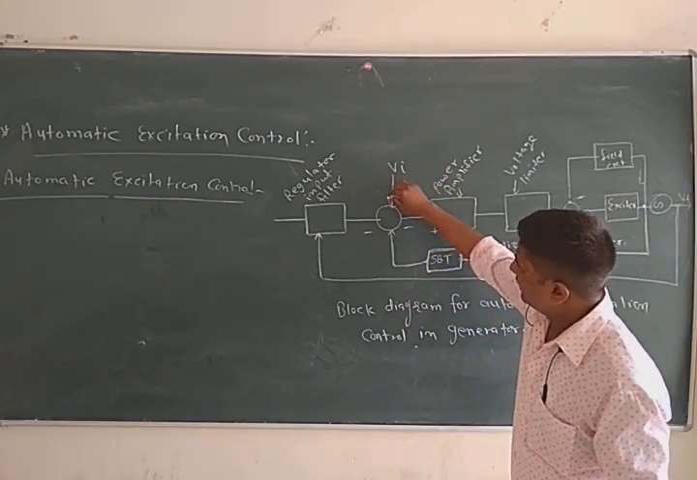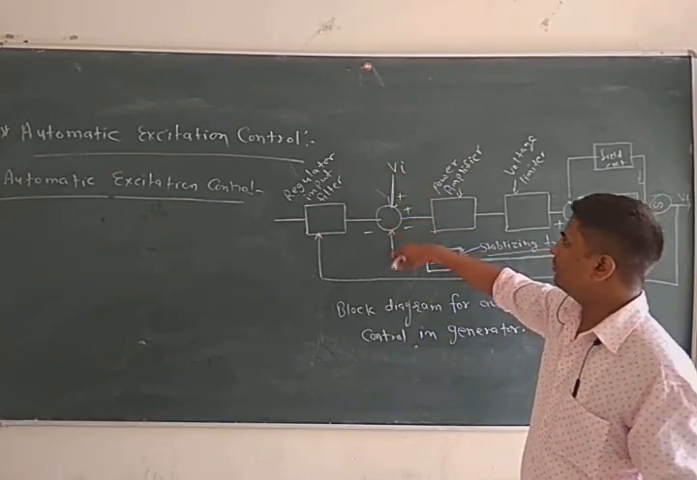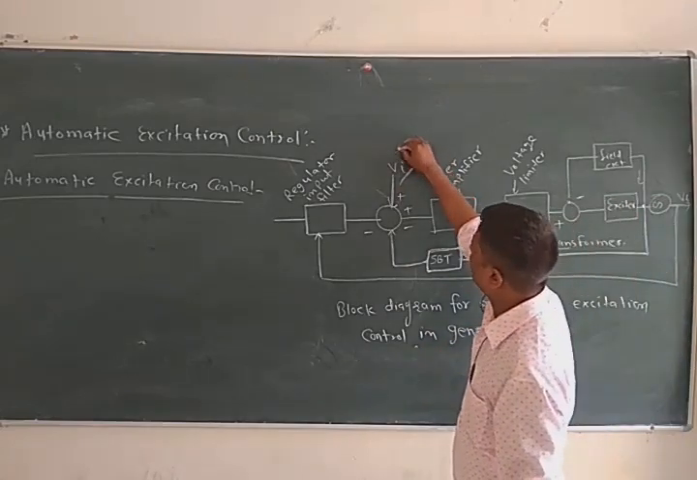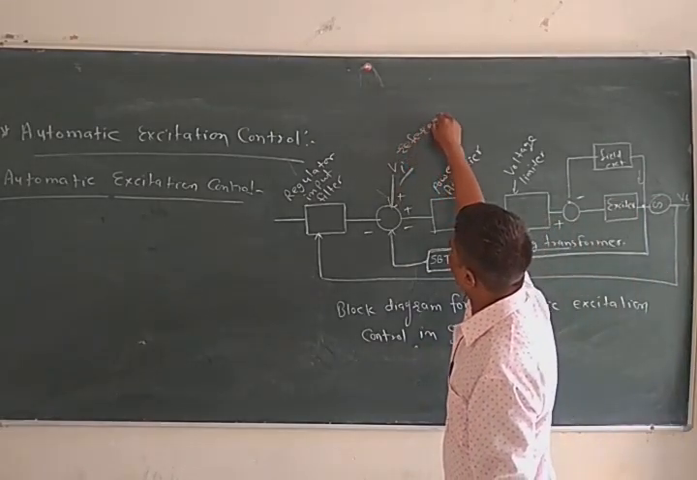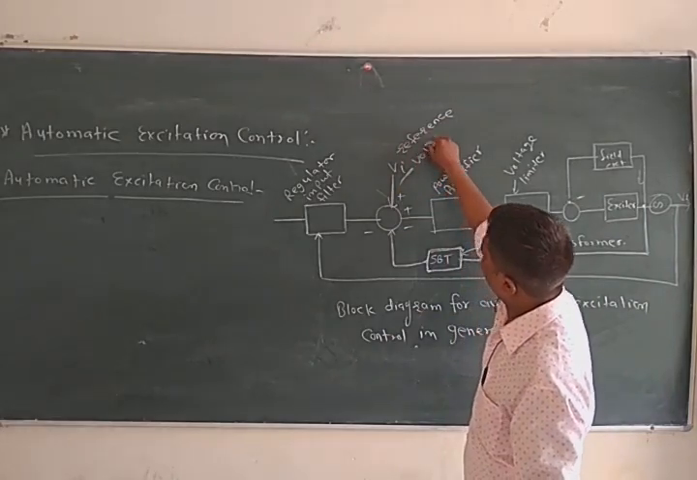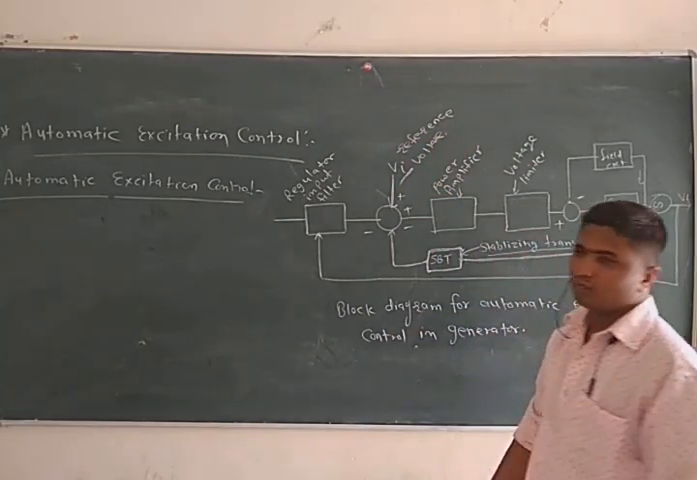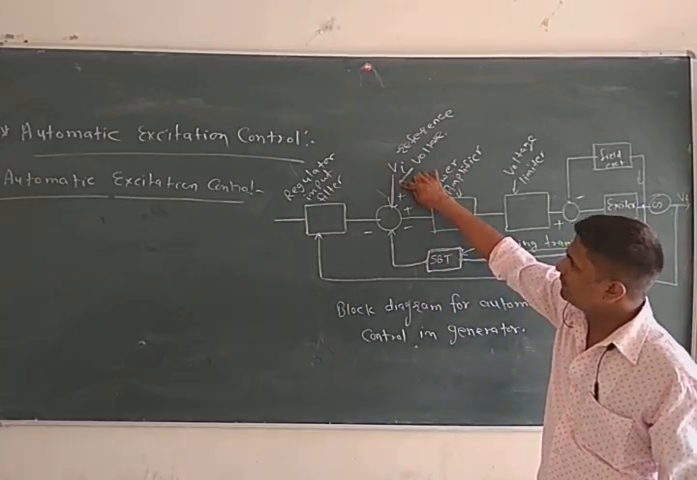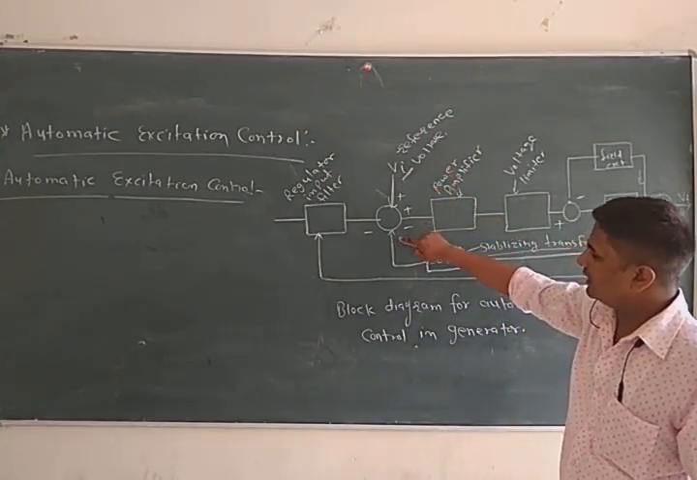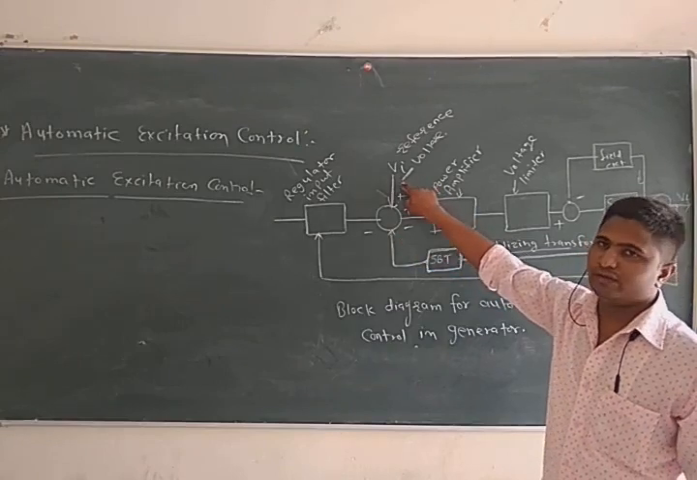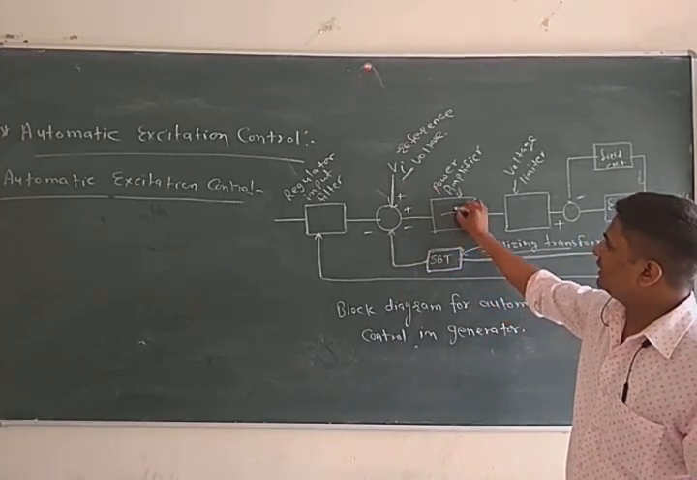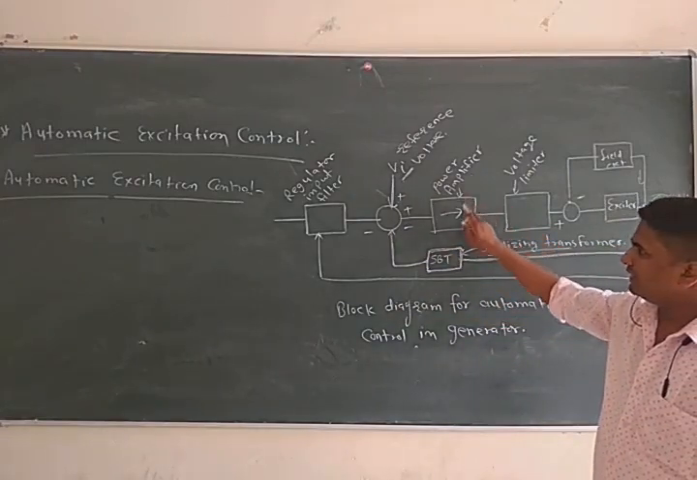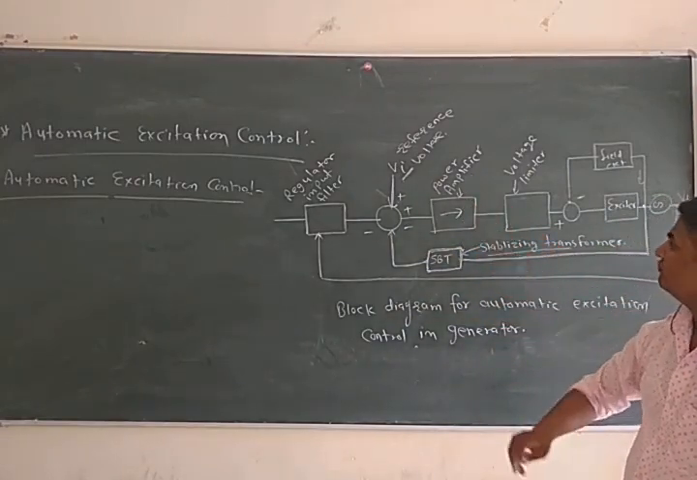Here, after the regulating filter, we compare in this comparator. We compare this voltage with the reference voltage. Vi is the reference voltage. If there is a difference between the terminal voltage of the alternator and the reference voltage, then an error signal is given to the power amplifier.